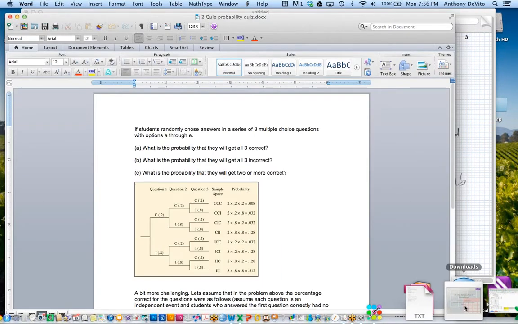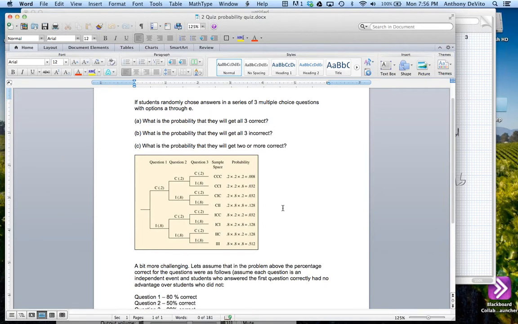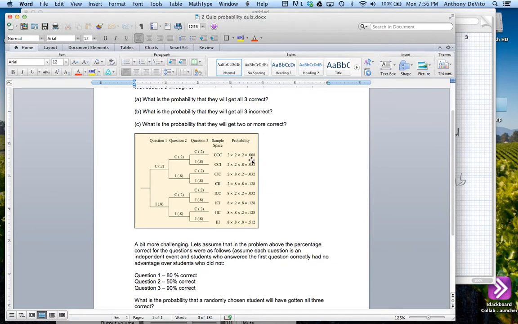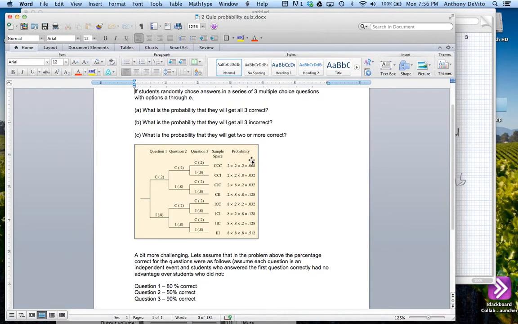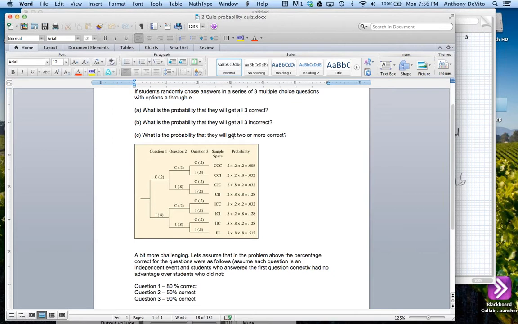Okay, take a look at this. One of the other documents I put in there illustrates what we were just doing. I'm not going to go over this in too much detail because we've beaten it to death already. This is the probability that all three are right, for students who chose a series of three multiple choice questions, and the probability that they get it right.